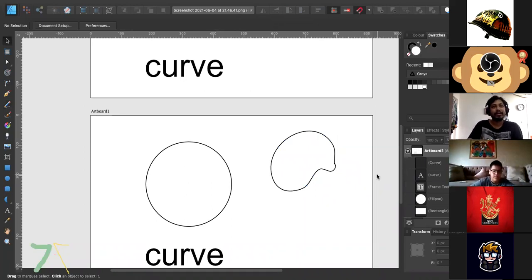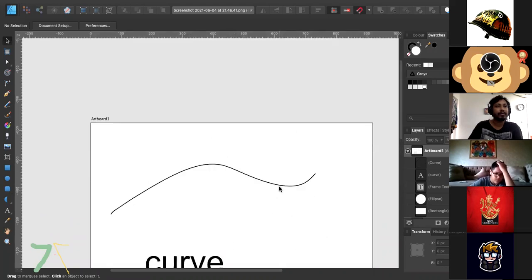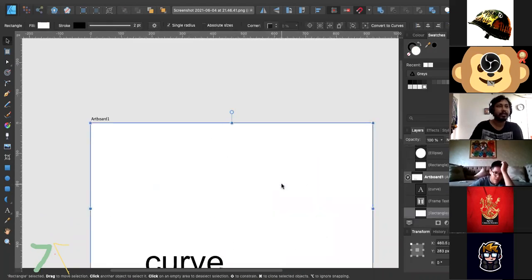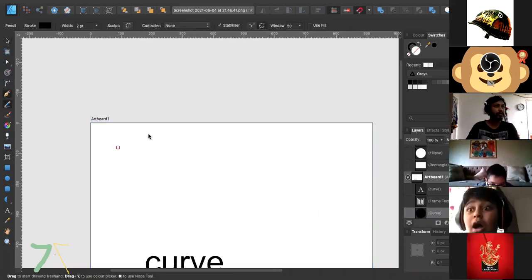Okay, this is a curve. What about this one? Is this a closed curve? It's an open curve. It's a closed curve. It's not a closed curve. Okay, it is a closed curve. Let me go here. Just delete this and we'll try. Let me take the pen tool.